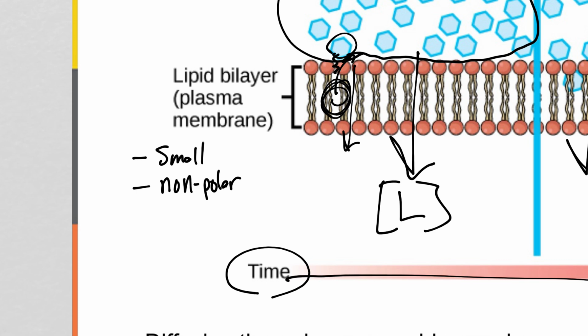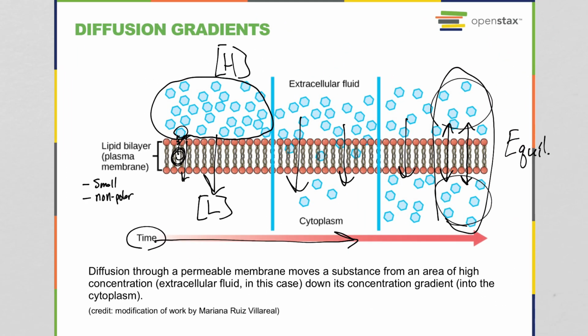So molecules that are too large, or if they're polar or have a charge, they will not get through, right? And most molecules don't, right? Diffusion directly through the membrane is relatively rare.